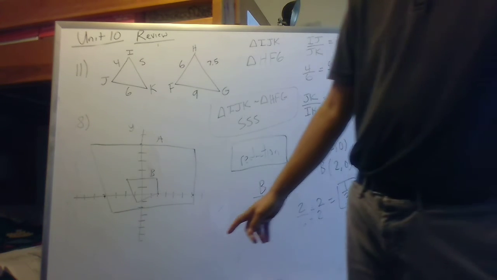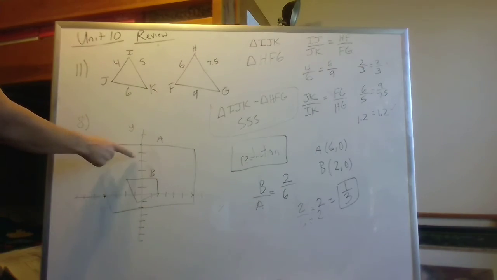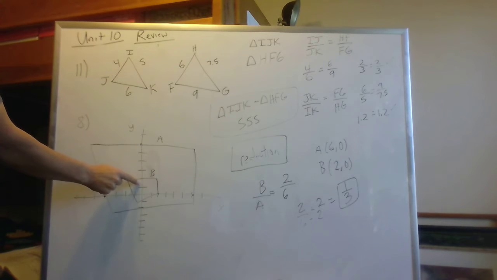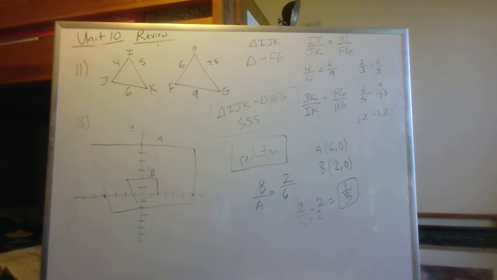And we can look at the other points. So if we look up here, it's at 0, 6, and then it's at 0, 2. Well, 2 over 6, again, is 1/3. So that's how you would do that. All right, so we are going to move on to problem 21.